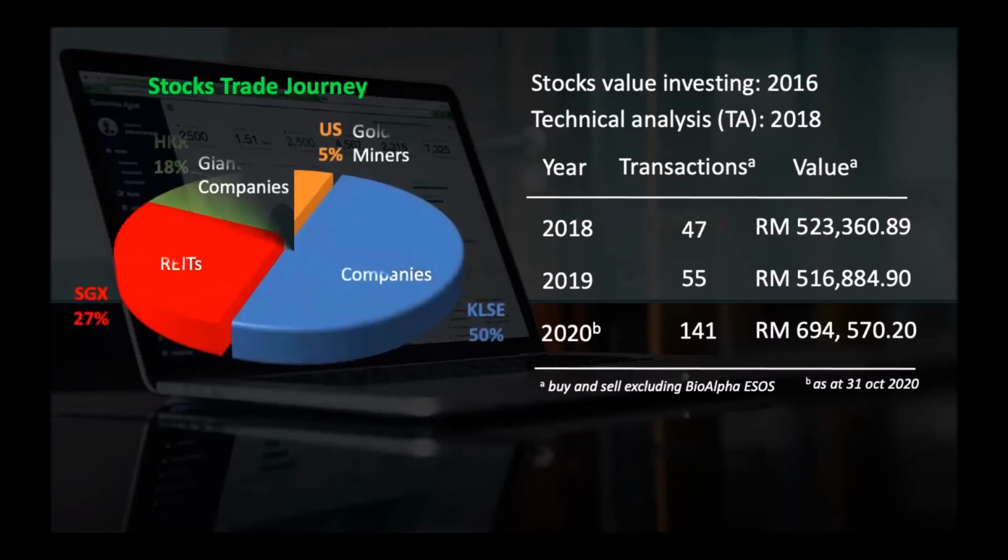Okay, so my current position in this stock market is that 50% is in Malaysia. Then in Singapore, mostly real estate investment trusts. Hong Kong is mostly giant companies like Alibaba, Tencent, and IGG, but some of them are sold already. US is always minimal. I only keep 2 stocks, which are gold miner stocks, actually bought as insurance.